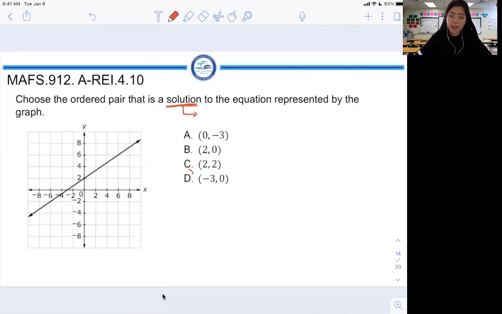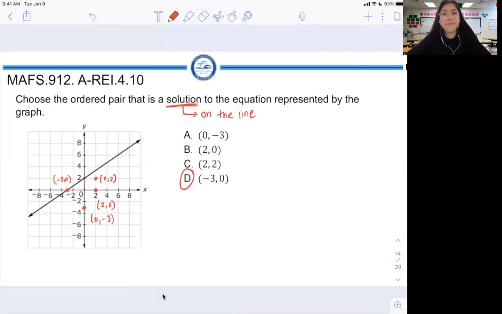In other words, why is D a solution? Because it's a coordinate point on there. On where? On the line. On the line. That's all it means. It has to be on the line. -3, 0 is on the line. And nothing else is. So 2, 2 is not on the line. 2, 0 is this one. That's not on the line. And 0, -3 is over here.